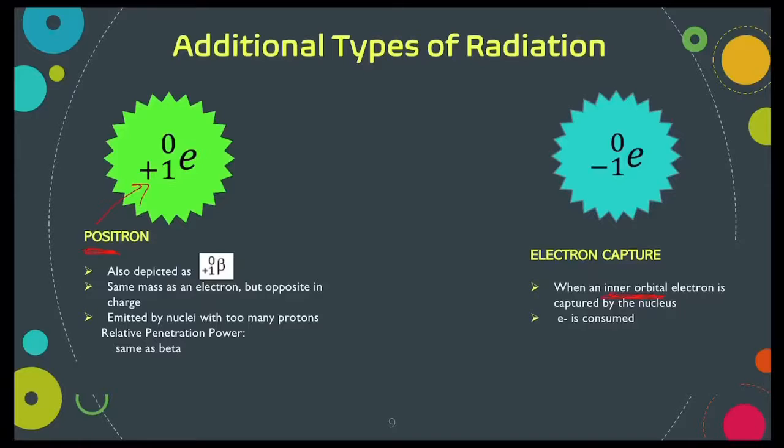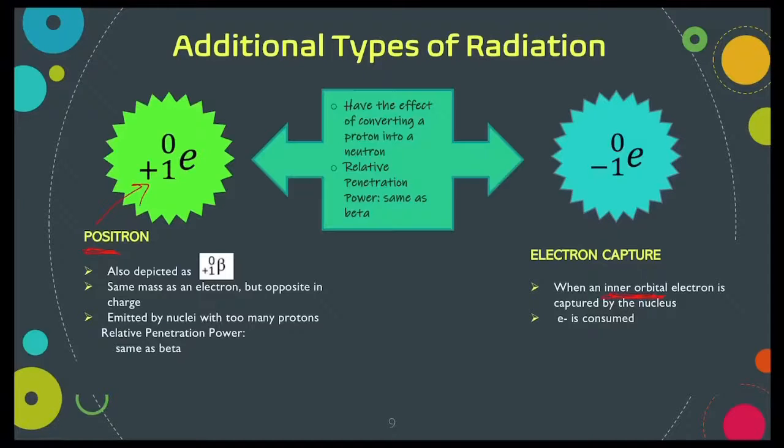So it's not actually emitted the way a positron, or a beta particle, or a gamma ray, or an alpha particle can be emitted. Electron capture is when the electron is consumed by the nucleus. So just some additional information about these two particles. They both have the effect of converting a proton into a neutron.